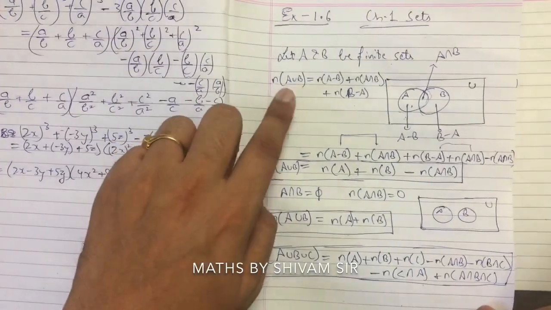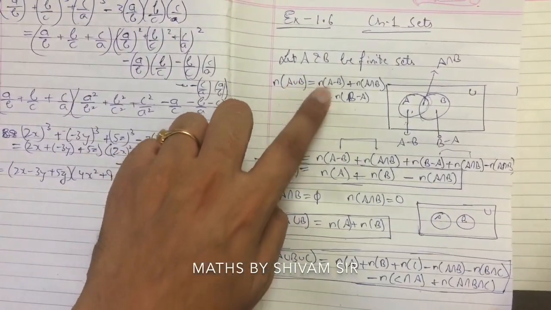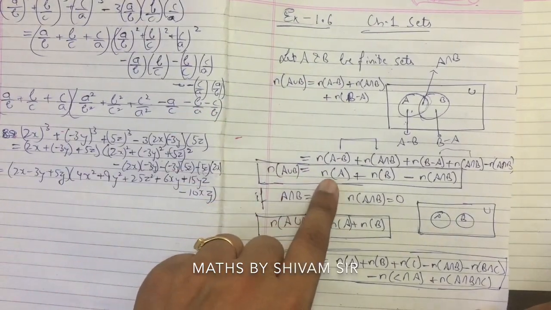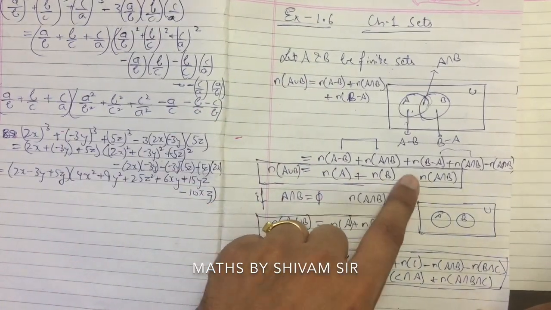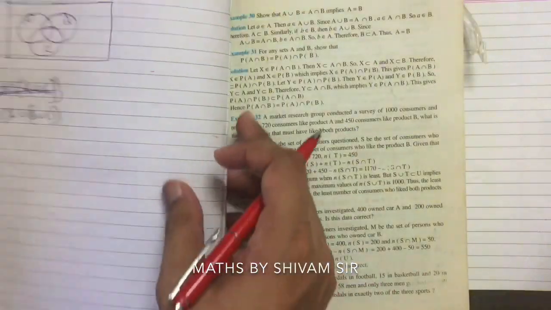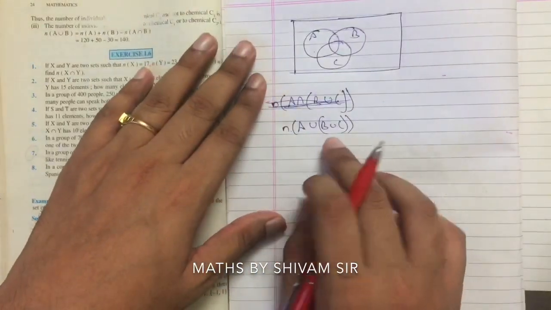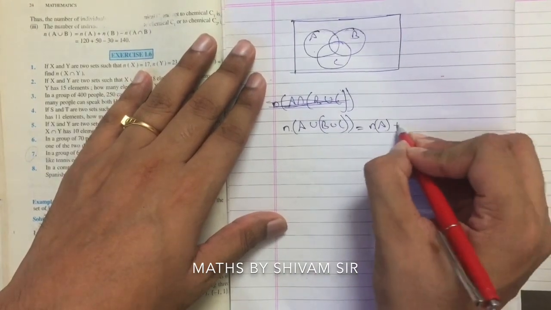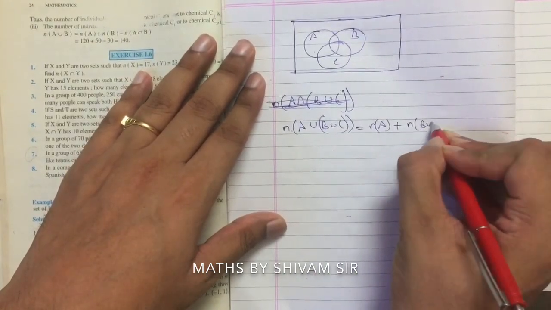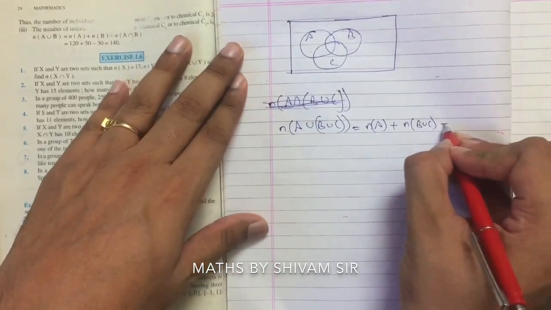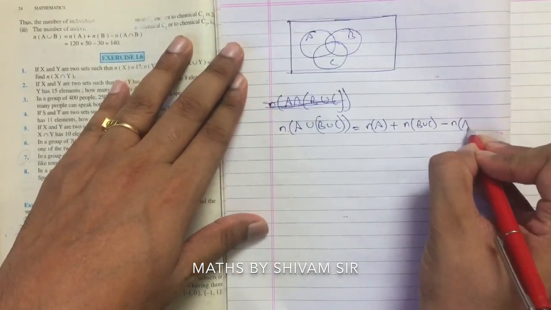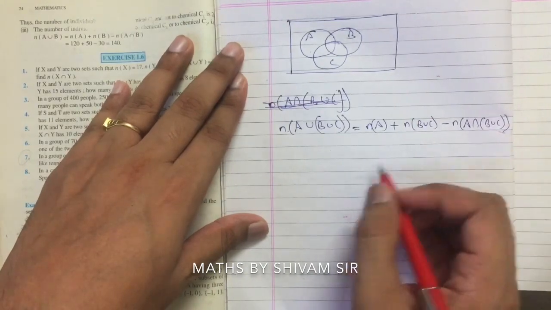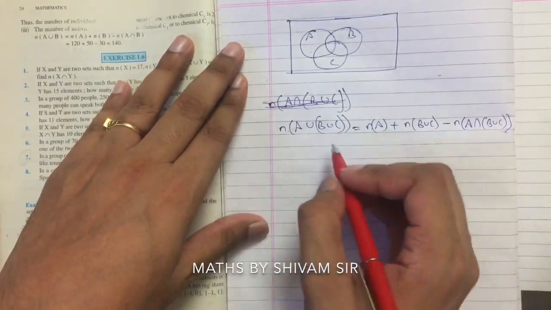Now using this formula, the number of elements of A union B is the number of elements of A plus the number of elements of B minus the number of elements of A intersection B. So we'll use this formula here. So this will be the number of elements of A plus the number of elements of B union C minus the number of elements of A intersection B union C, right? That formula we have used there.